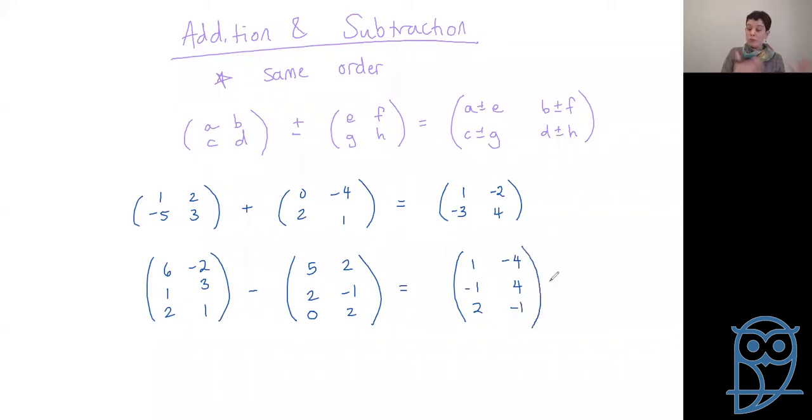And because we had two matrices of the same order to start with, our answer matrix is also of the same order. So to add or subtract matrices, both matrices must be of the same order. And then you are just combining the elements in the corresponding positions. The next thing we can do is take our matrix and multiply it by a scalar.